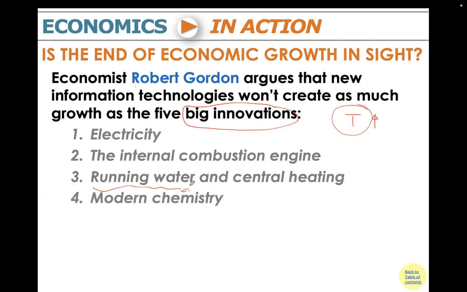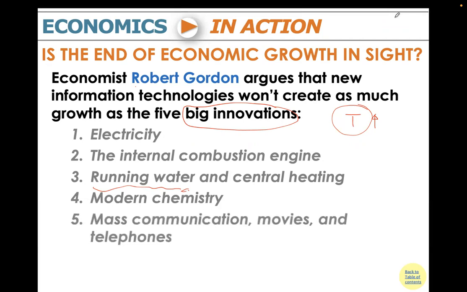The next one is modern chemistry. There are at least 2 benefits to us. Number one, modern chemistry provides many medicines that cure many diseases. And second, modern chemistry brings us synthetic materials, so that's going to change how we work, right? The next one is mass communication, movies, and the telephone. That changes how we work, how we collaborate, and how ideas flow and are exchanged. Right? So those are the 5.